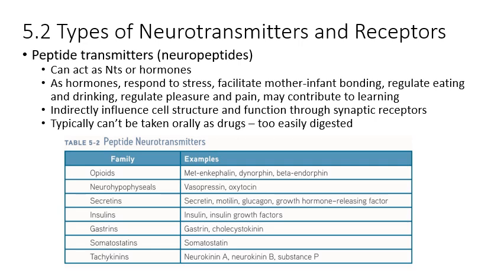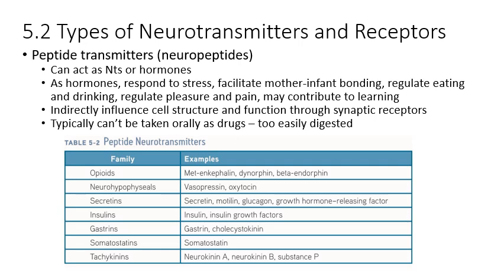Okay, peptide transmitters, also called neuropeptides, can act either as neurotransmitters or hormones, depending on what part of the body they're acting in, the central nervous system or the rest of the body. As hormones, they respond to stress, facilitate mother-infant bonding, regulate eating and drinking, regulate pleasure and pain, and can also contribute to learning. They indirectly influence cell structure and function through synaptic receptors in the CNS, and they typically can't be taken orally as drugs. Some of the small molecule transmitters, like dopamine, can be taken orally as drugs, but these cannot because they're easily digested within the digestive system.